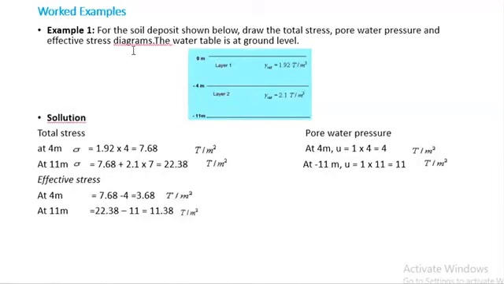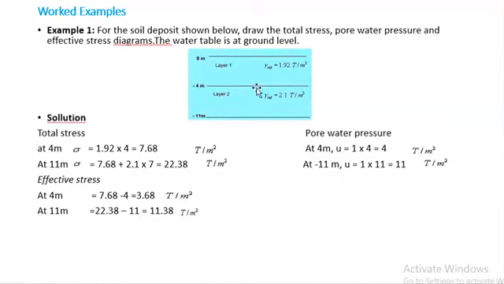And there is an example for the soil deposit shown below. Draw the total stress, pore water pressure and effective stress diagram. The water table is at ground level. So at 4 meter the total stress will be 1.92 into 4, and at 11 meter there will be this plus this, means 7.68 for this, and the rest 7 into 2.1, so 22.38.